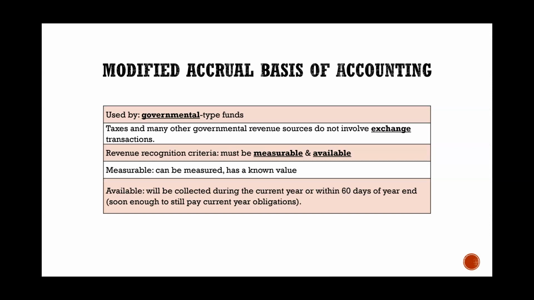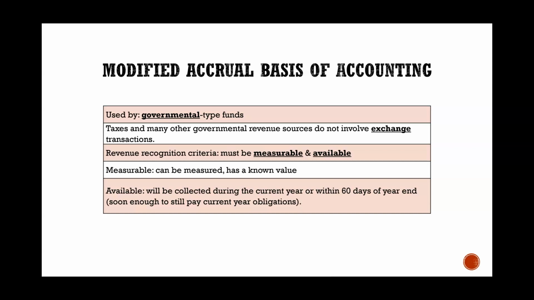So, modified accrual basis of accounting. This is just another review. You guys should know this by now. This is a review of what we talked about in chapter 1 and 2. The modified accrual basis of accounting is only used by governmental type funds. Remember, we have the 3 fund categories: governmental, fiduciary, and proprietary, right? So only the fund types in the governmental category are going to use modified accrual basis of accounting. The other 2 fund categories, fiduciary and proprietary, both use full accrual accounting.